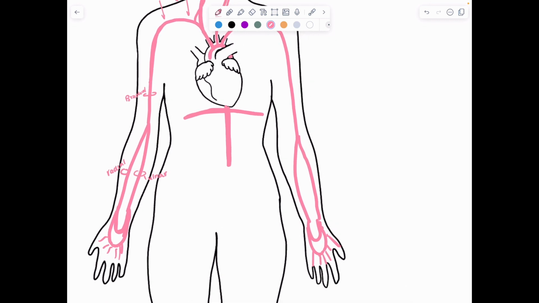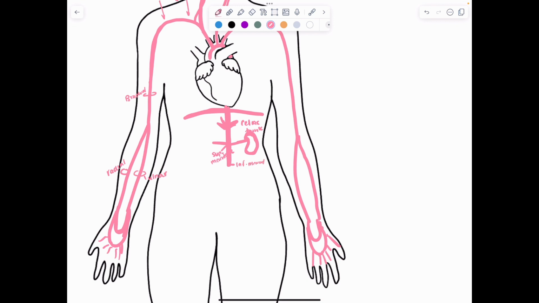Coming off of our abdominal aorta, we have a few different things. We have our celiac trunk. As we continue down, we're going to have our renal, right? It's going to go to their kidneys. So we have our renals. If I drew a little kidney there, that's where the renals go. We also have our superior mesenteric at the same level as the renal. And then as we continue down through, we have our inferior mesenteric.